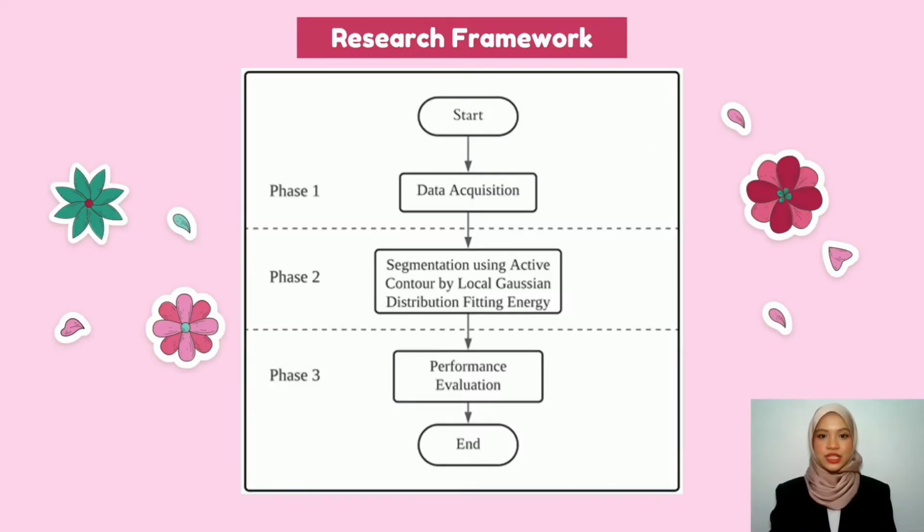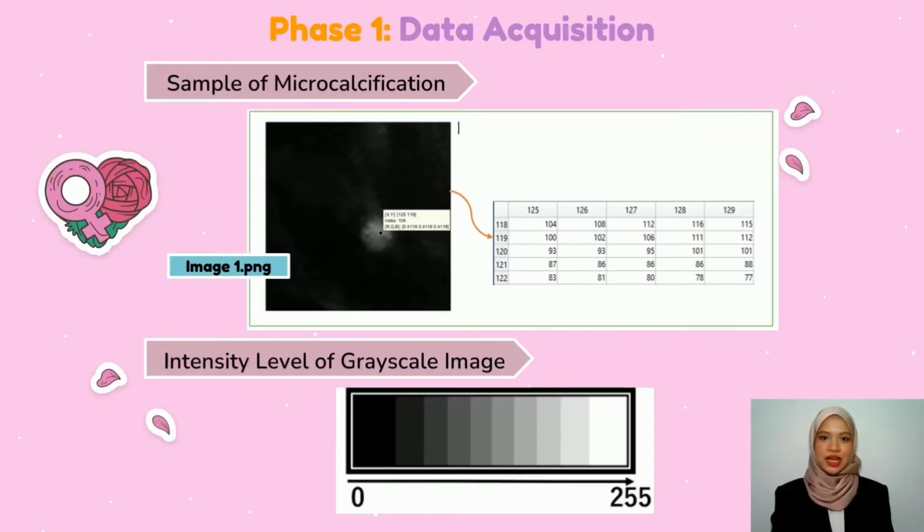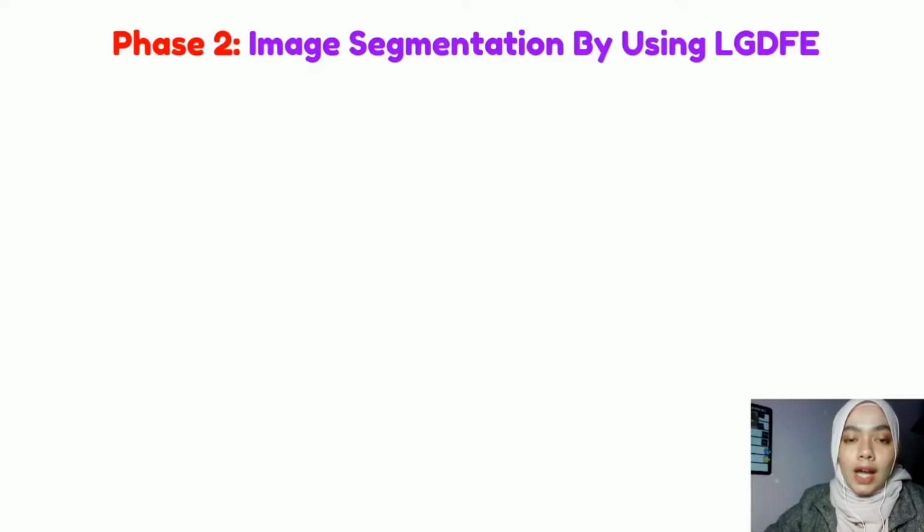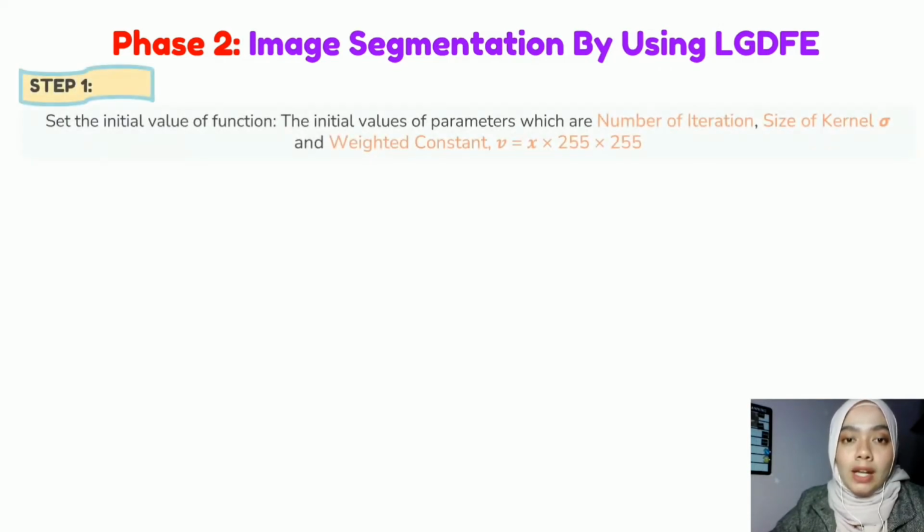Next, methodology. There are three main phases in this study. Phase 1, data acquisition. Image 1.png was selected as a sample of microcalcification. The pixel was generated based on the intensity level of the grayscale image. 0 is indicated as black color, while 255 is indicated as white color in the grayscale image. Next, we move on to Phase 2. Phase 2 is image segmentation by using the LGDFE. Step 1, we have to set the initial value of the function.